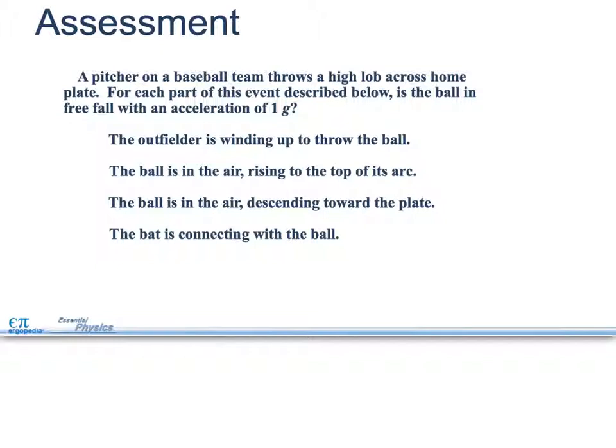Here's assessment questions that we'll come back to at the end. A pitcher on a baseball team throws a high lob across home plate. For each part of this event described below, is the ball in free fall with an acceleration of 1 gravity? The outfielder is winding up to throw the ball. The ball is in the air rising to the top of its arc. The ball is in the air descending toward the plate. The bat is connecting with the ball.